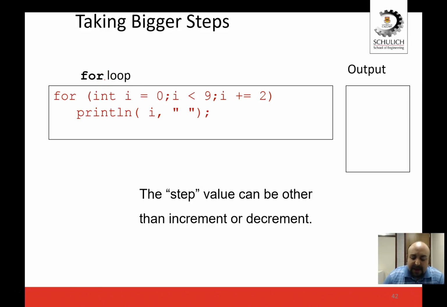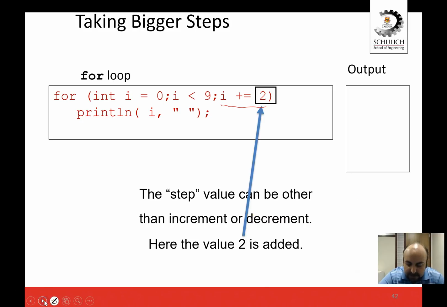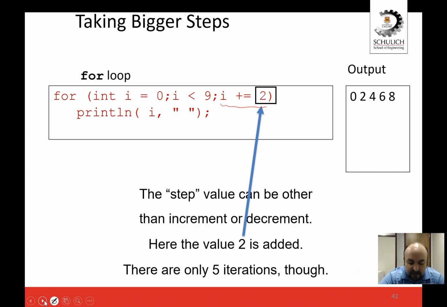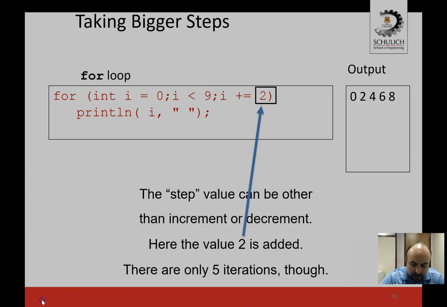You could always take bigger steps in your loop, so you don't always have to say I plus plus. You could also have I plus 2 or I plus 20 if you want, and that works just as fine. So here it's going to be 0, 2, 4, 6, 8. Of course, I must be less than 9, so then after that you leave the loop.